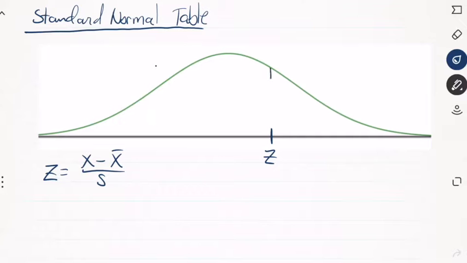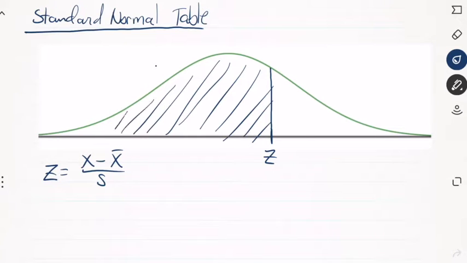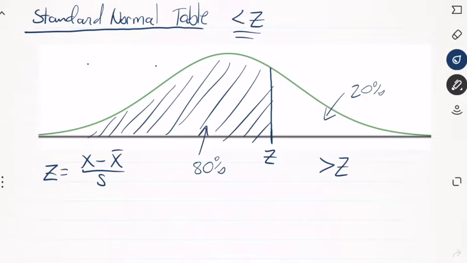And the table works this way. It finds the percent, or the probability, that you will be less than z. So the table is always built on less than z. So if this less than z turned out to be, let's say, 80%, then greater than z is going to be 20% because the whole curve has to add up to 100%.